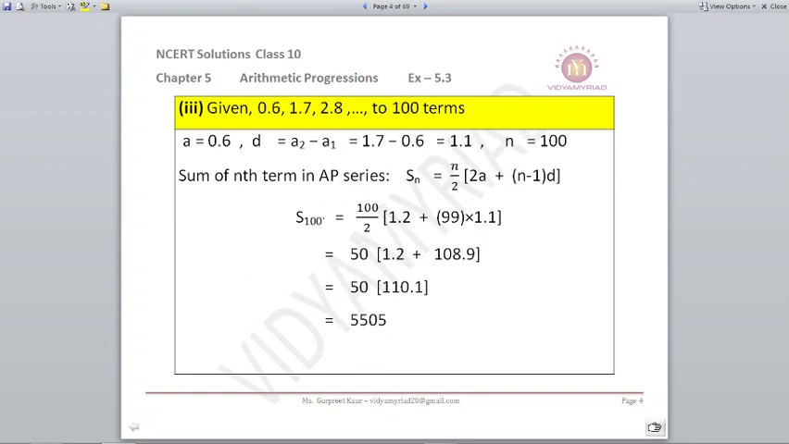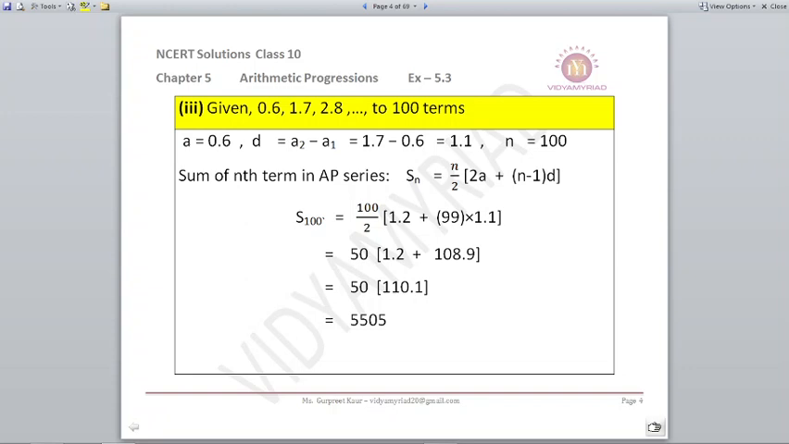Next, 0.6, 1.7, 2.8 to 100 terms. So a is 0.6, d we can get by subtracting 1.7 and 0.6, that comes out to be 1.1, and n is given to us as 100. That means we have to find out S100.